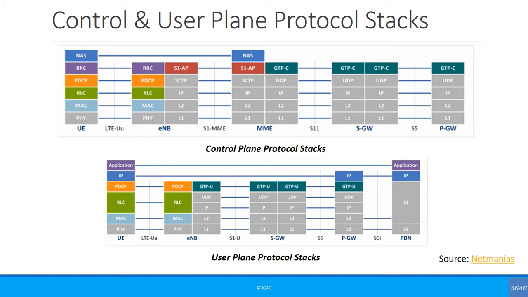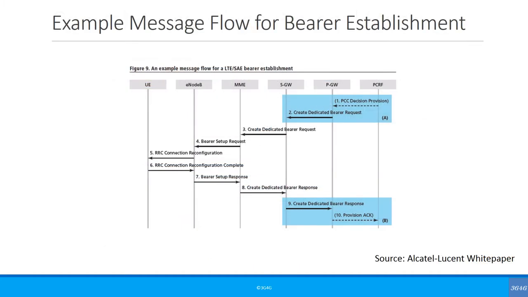So let's look at a very quick example. This example shows bearer establishment signaling. The bearer decision comes from the PCRF, it goes to the PDN gateway and the serving gateway, and the serving gateway informs the MME about the creation of a dedicated bearer. Then the MME informs the eNodeB, so that's the NAS message, then you have the RRC connection reconfiguration, and the acknowledgement and response after that. What I'm trying to show here is that the PDN gateway and the serving gateway are still doing some control plane functionality.